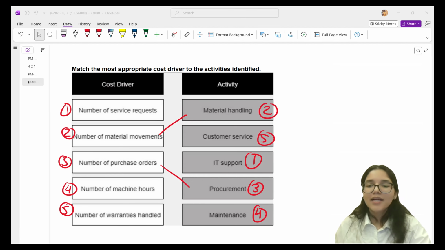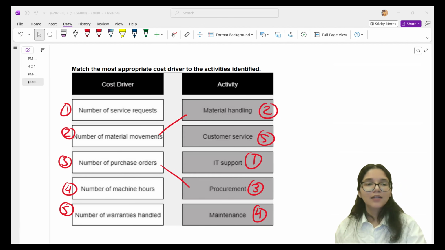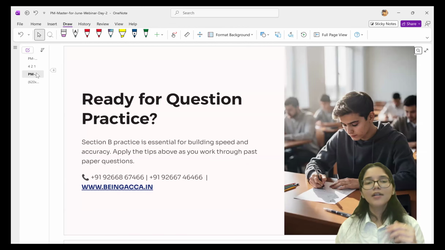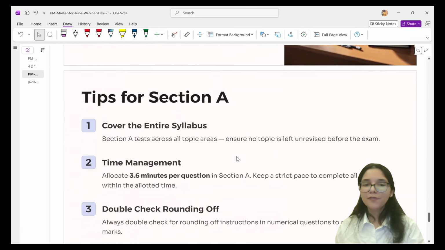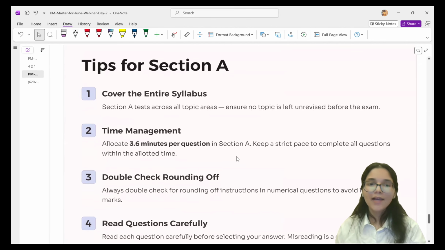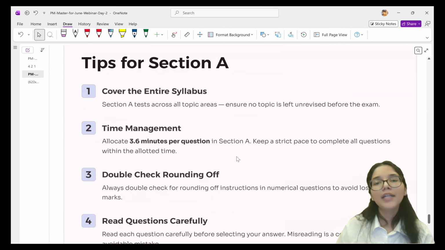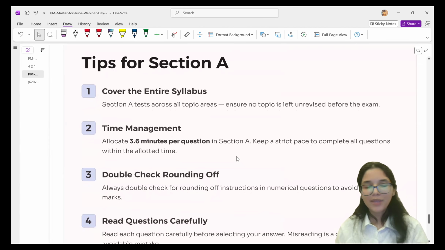Okay. So guys, this was a section B case study that we have practiced together. Now we have covered a few section C and a few section B questions also. Before I let you go for today, I would also like to give you some tips for section A of the paper.